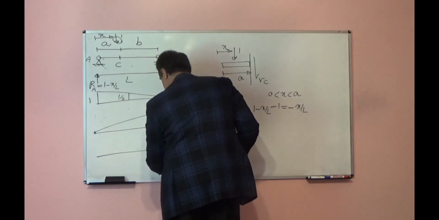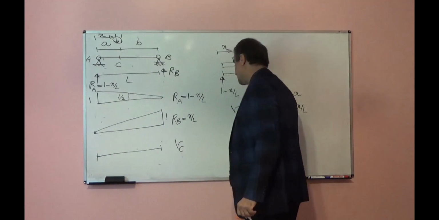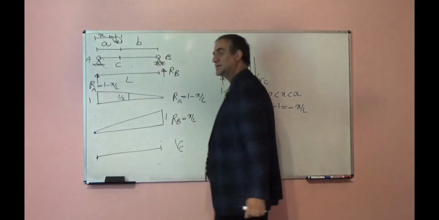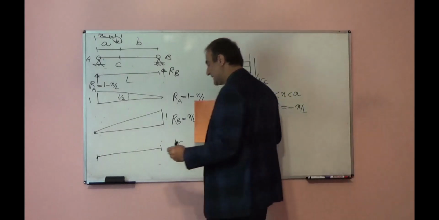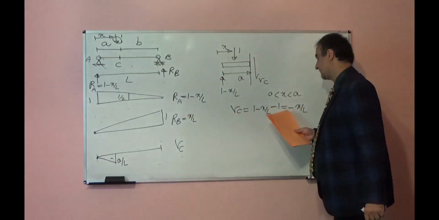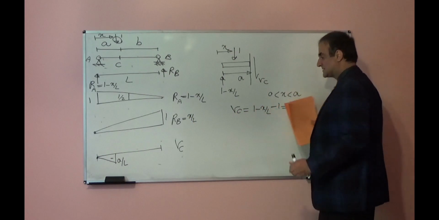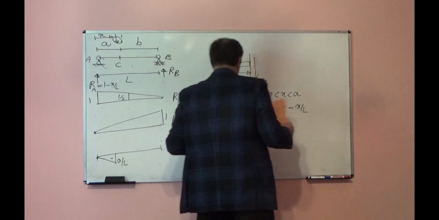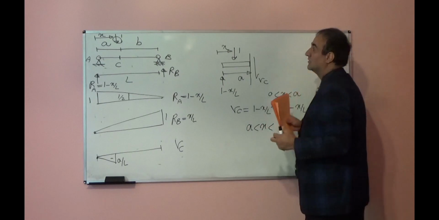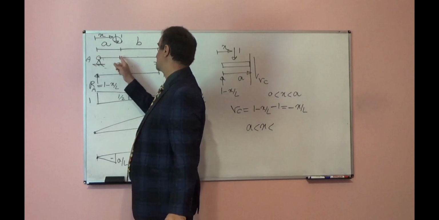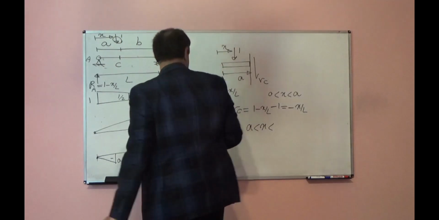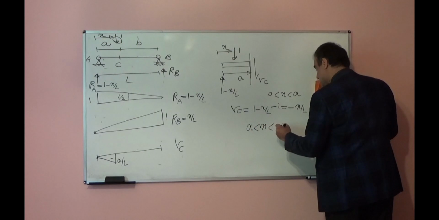So for shear force VC, if I put x equal to 0, I will get 0. If I put x equal to A, I will get negative A over L. But how about if x varies from A to B? Now x varies from A to A plus B, or L.